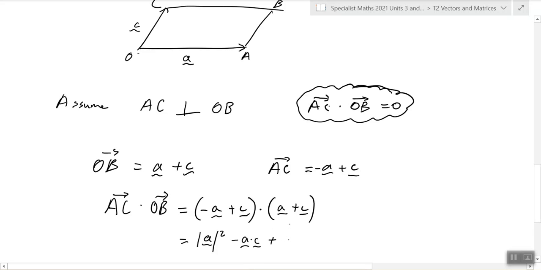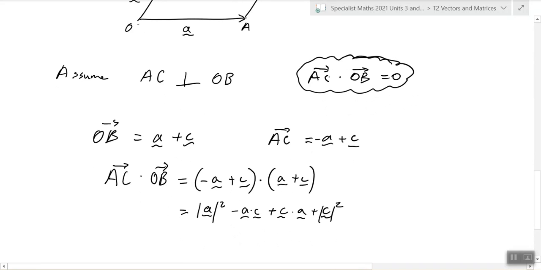Because A dot C is not necessarily the same as C dot A. I don't know, prove it to me, Julius. I think my first successful proof though.